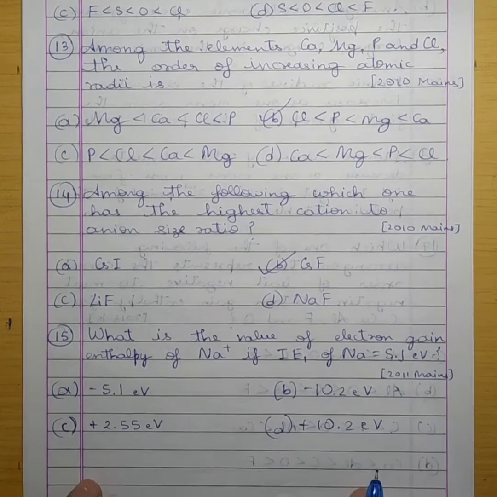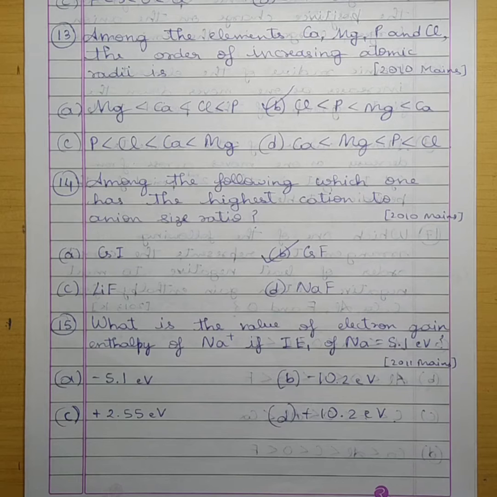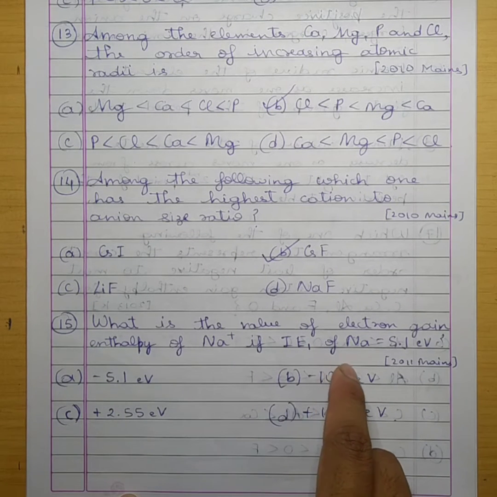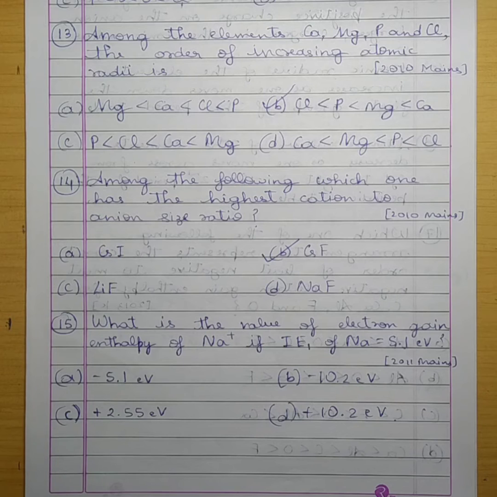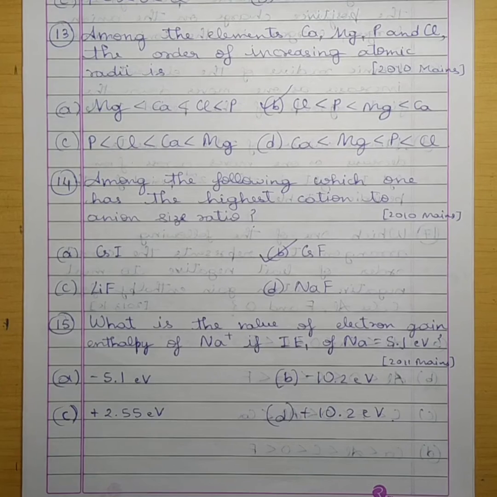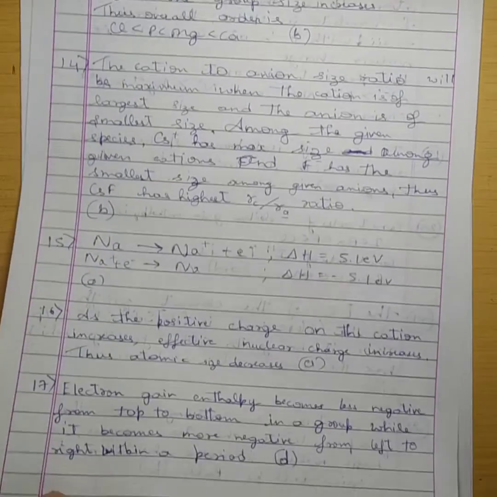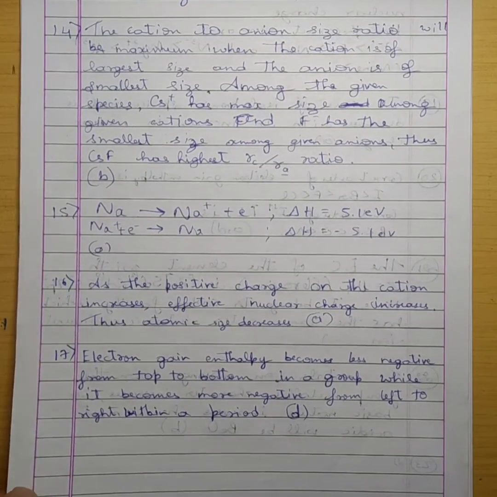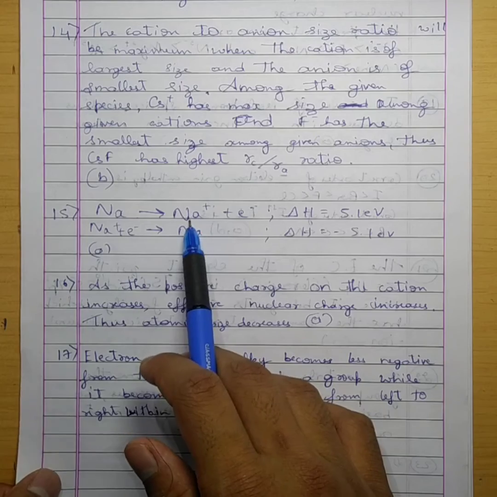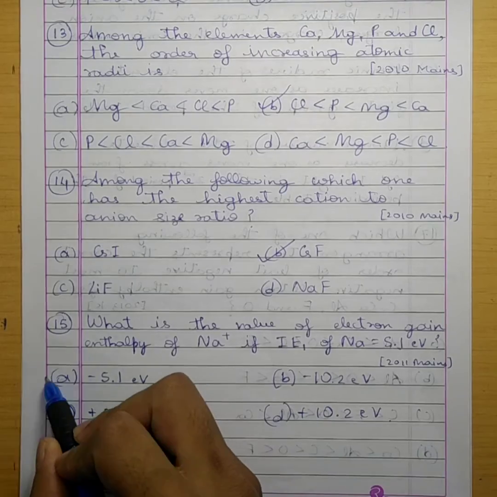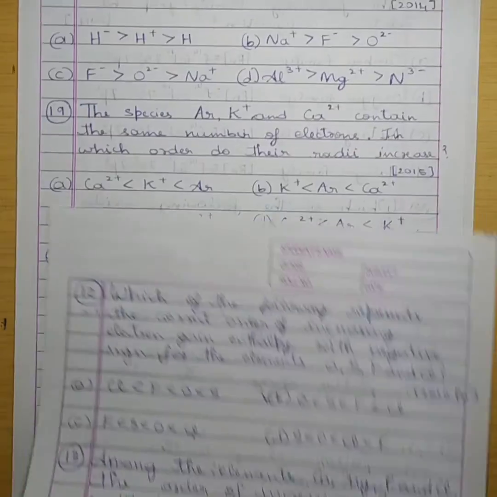Question 15. What is the value of electron gain enthalpy of sodium Na plus if the first ionization enthalpy of sodium is 5.1 electron volt? Ionization enthalpy is the energy required to remove an electron from the outermost shell, and electron gain enthalpy is the energy released when an atom gains an electron. So it should be the opposite of the first one. This is ionization enthalpy and this is electron gain enthalpy. So with the minus sign, it is minus 5.1 electron volt, option A.